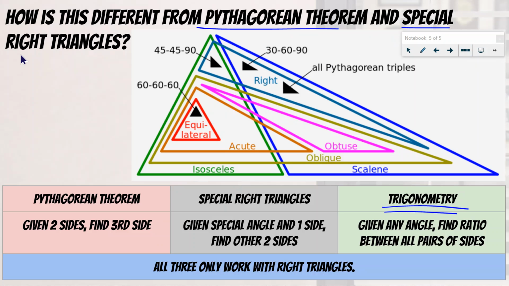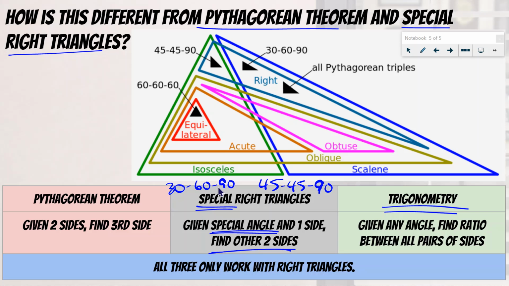So the second thing I want to mention in this video is just how these trig functions relate to Pythagorean theorem and special right triangles, which we just learned about. So the special right triangle, actually in the name, it's a special right triangle because it has a special set of angles, either 30, 60, 90 or 45, 45, 90. But that is, given one of those special angles, we can find the other two sides.